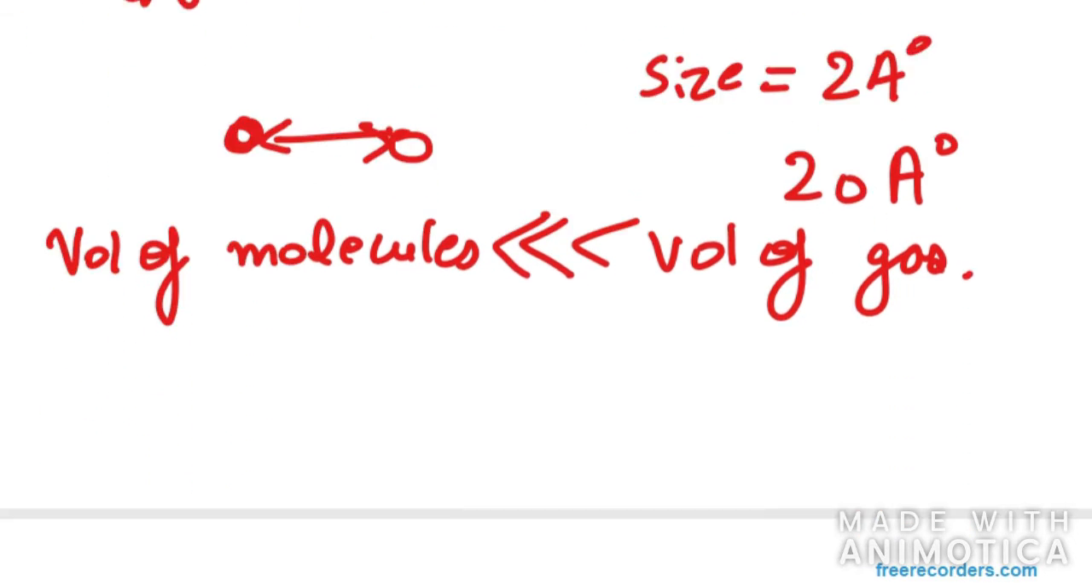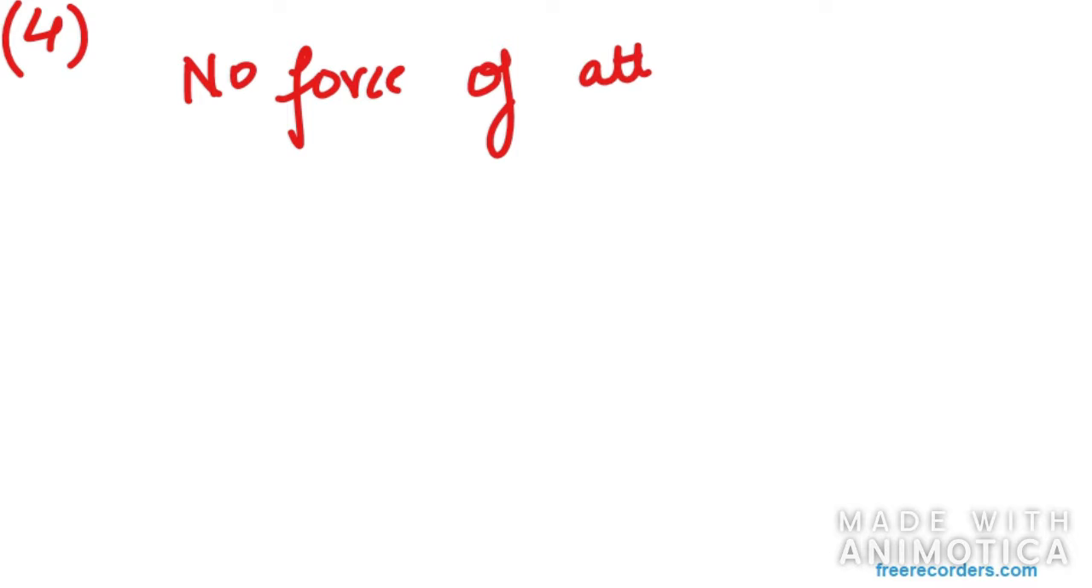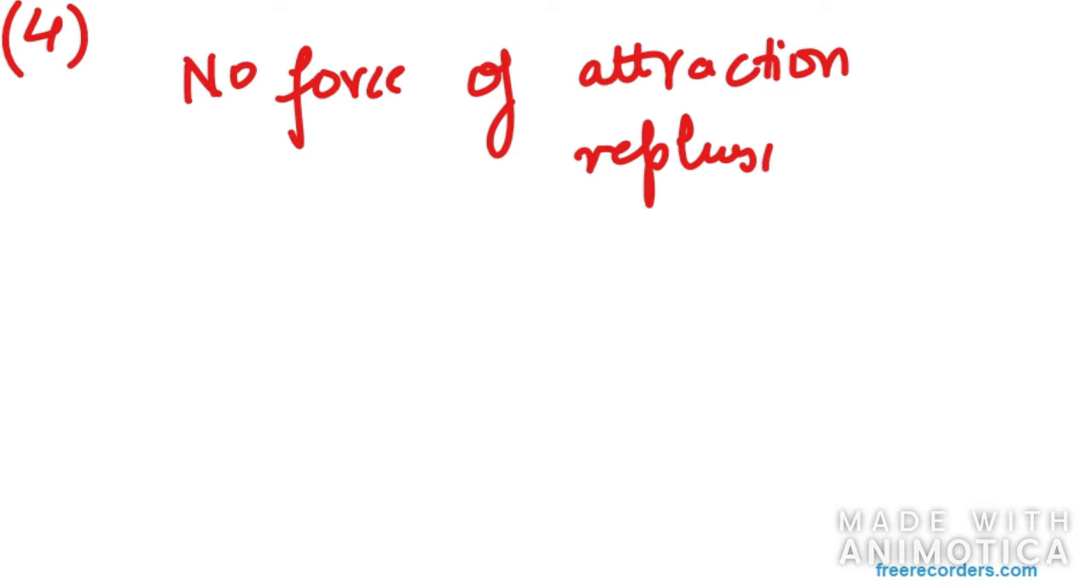Let's move on to the fourth part. The fourth part says that the molecules do not exert any force of attraction or repulsion on each other except during collision. There is one phenomenon among gas molecules, and that is collision. There is no force of attraction and no force of repulsion between two molecules of gases, but there is one process, that is collision.